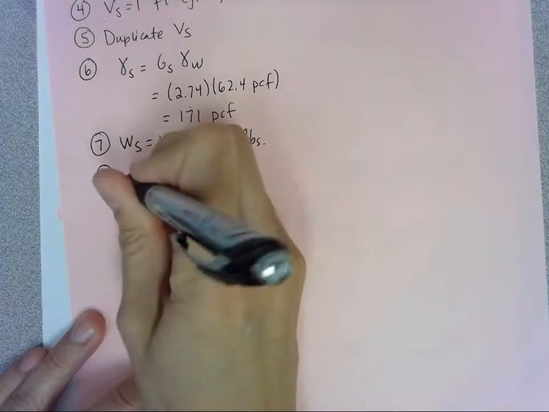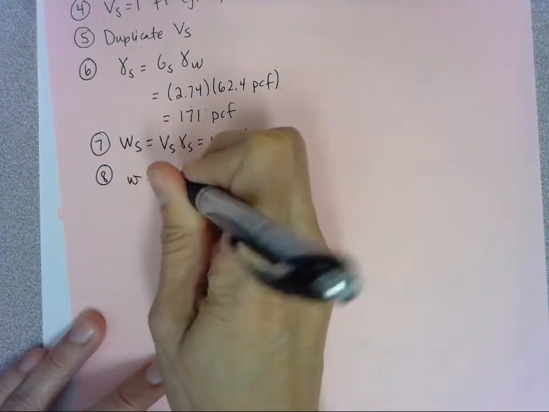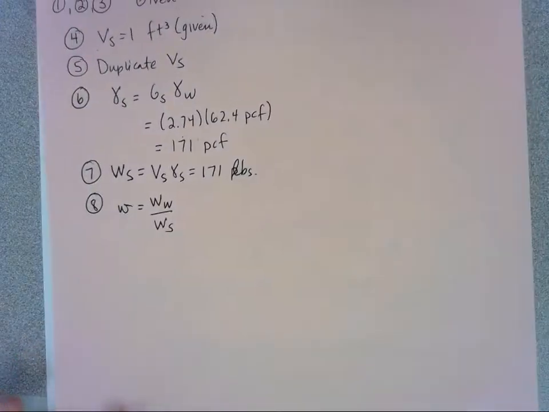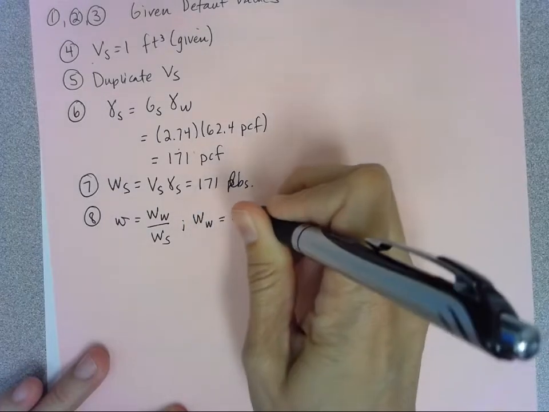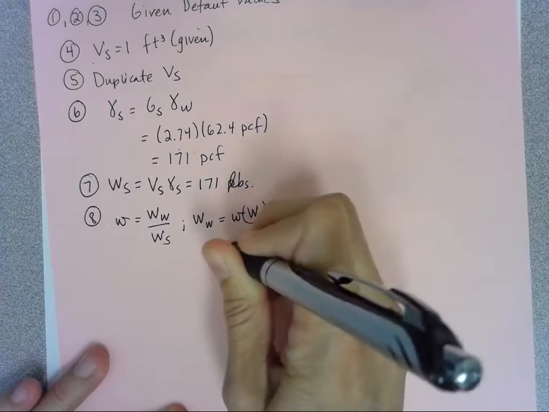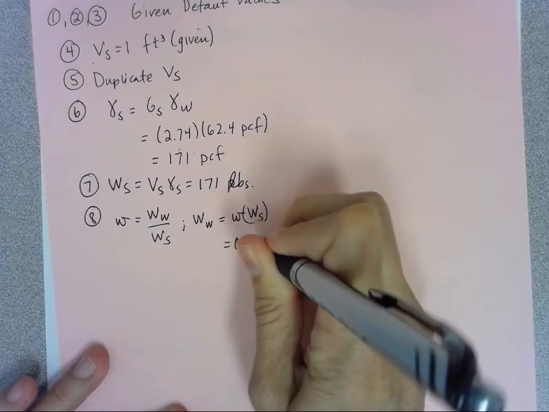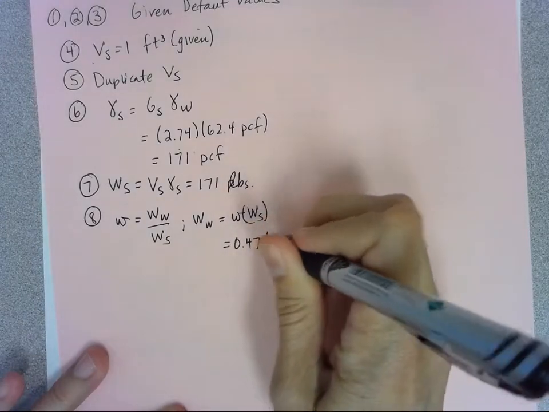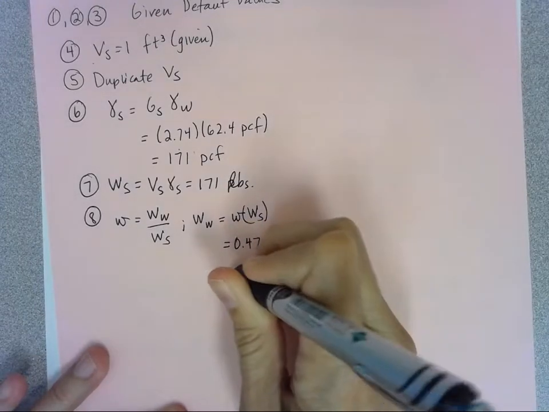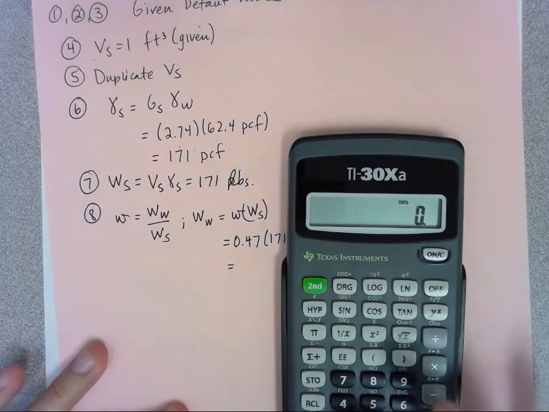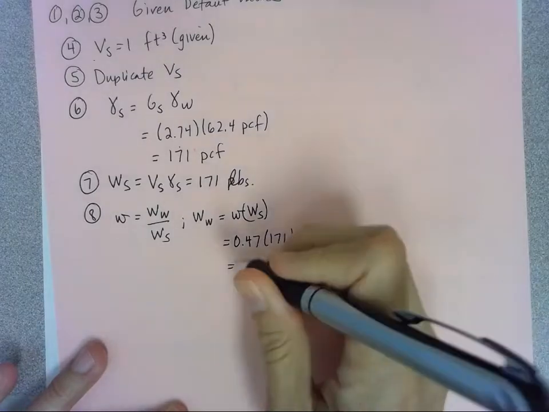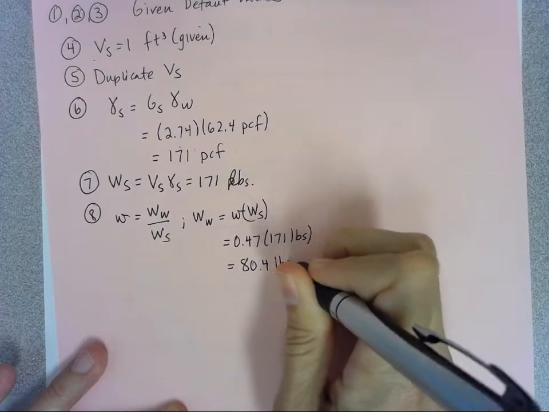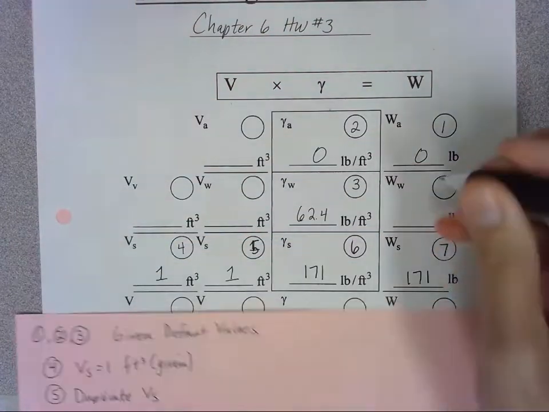My water content, remember, is equal to that ratio of weight of the water over weight of the solids. I want to find the weight of the water now because I know the weight of the solids. So I'm going to take my water content and multiply it by the weight of the solids. And they said that natural clay was 0.47 was the natural water content. And then I'll multiply that by the 171 pounds that I just found. So put that into the calculator, 0.47 times 171, and I get 80.37. And I'll go ahead and round that to 80.4. And we'll put that in for number 8.